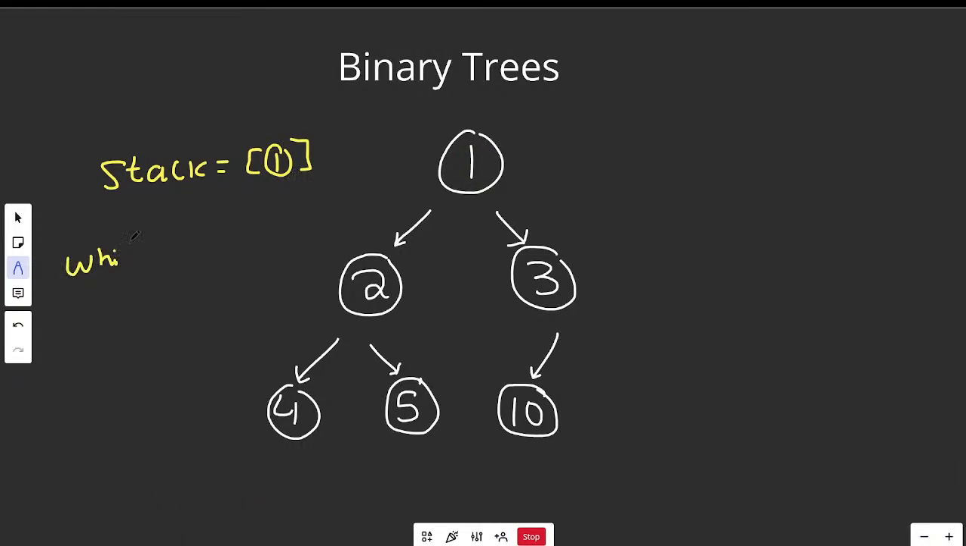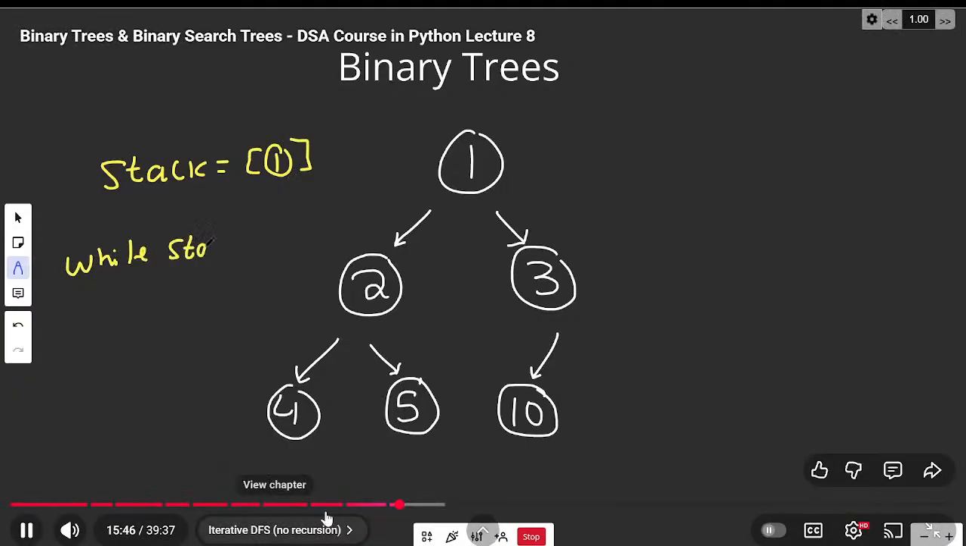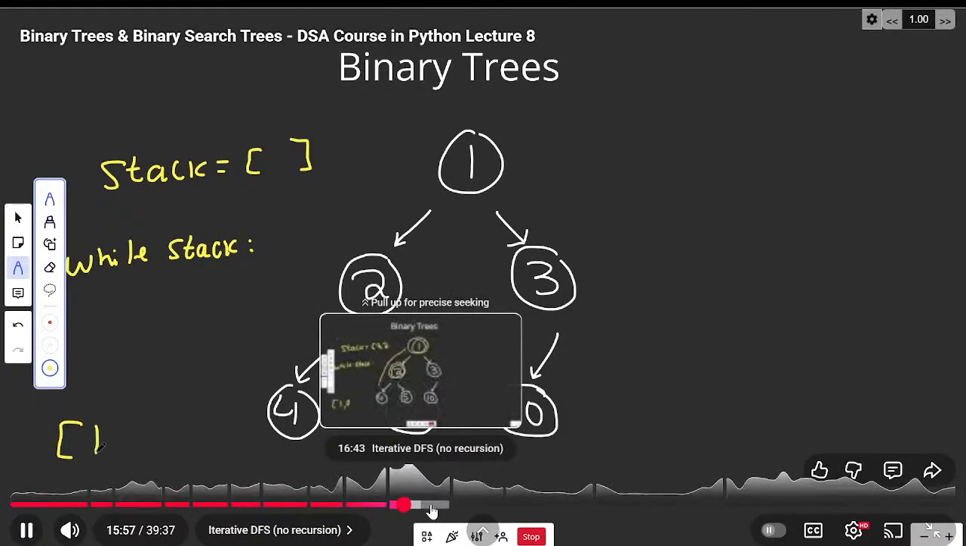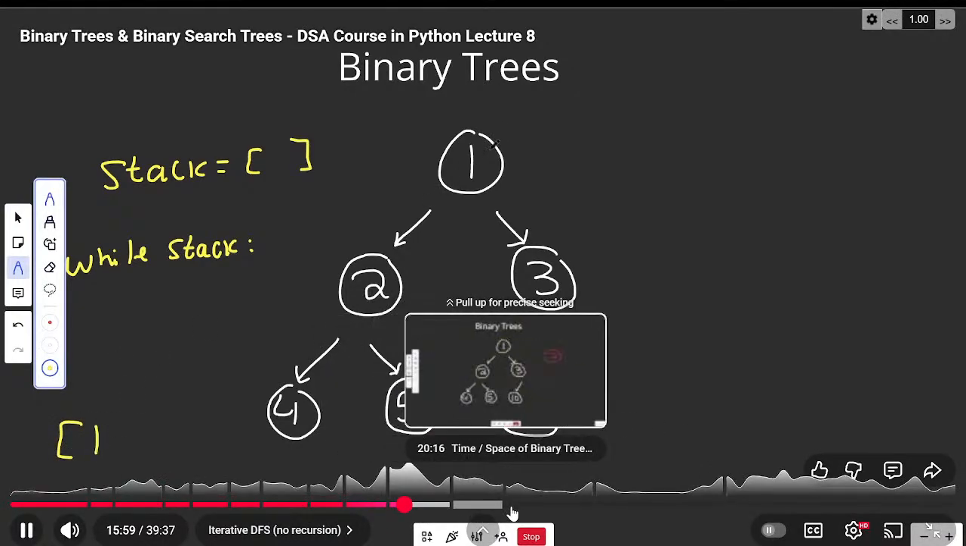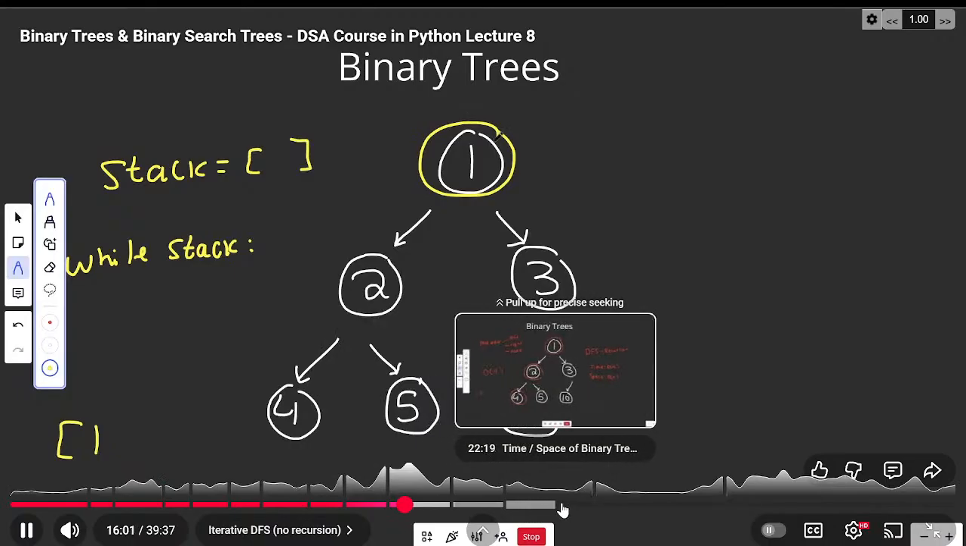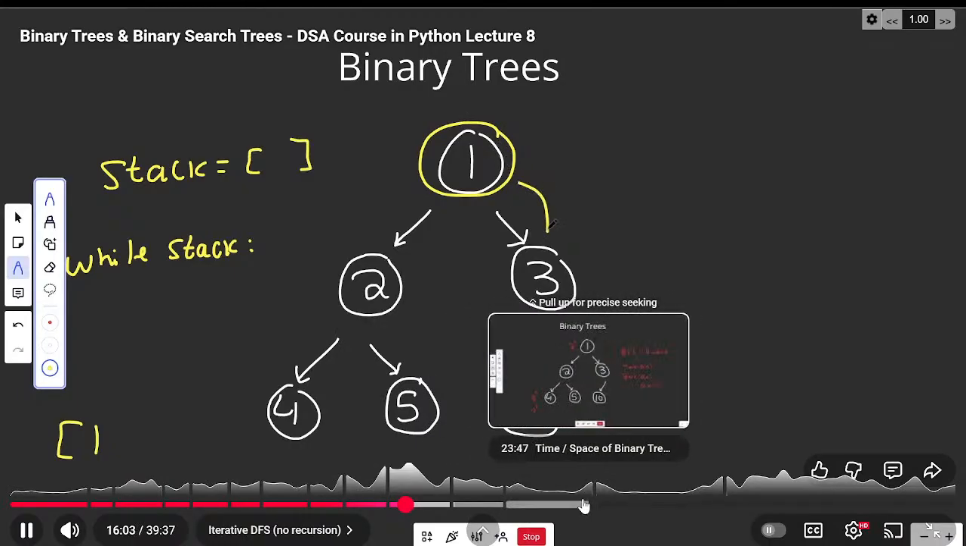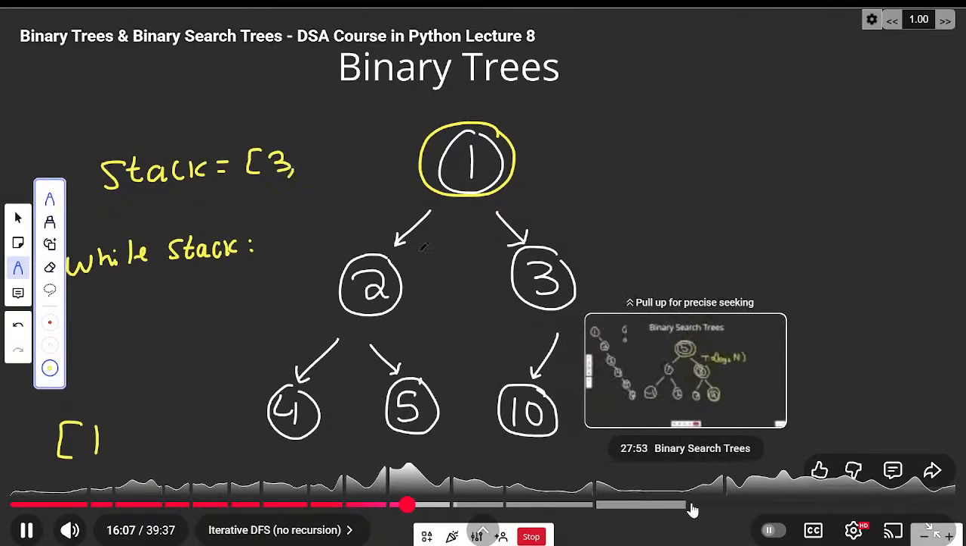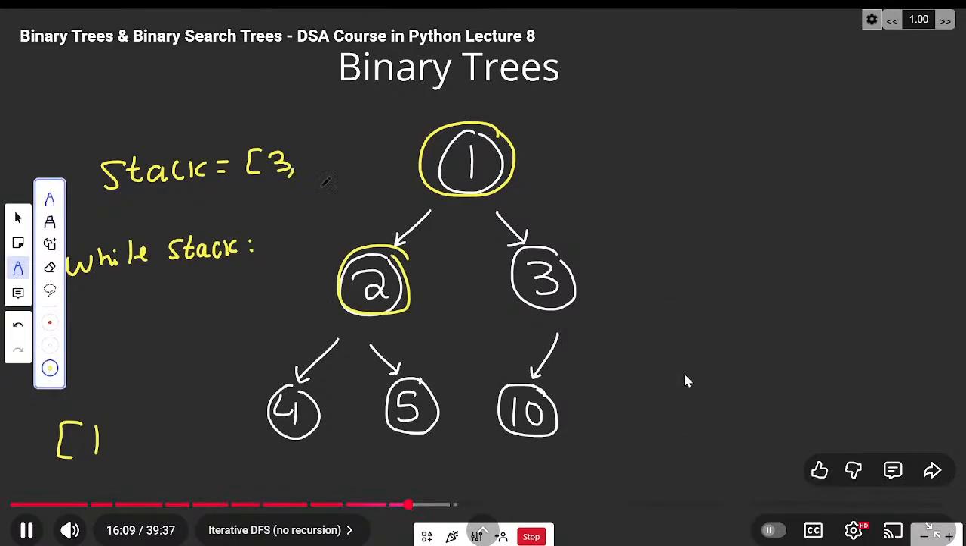You'd say while you have a stack, which basically just means while the stack is not empty, you're going to pop an element from the stack. So we pop this, and that's when we process it. We pop that, and say, okay, we've seen the 1, and we're currently processing the node of 1. Then you'd say, okay, do we have a right node? Yes, we do. Since we do, we're going to put that on the stack. Do we have a left node? Yes, we do.